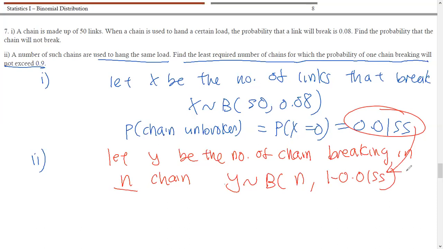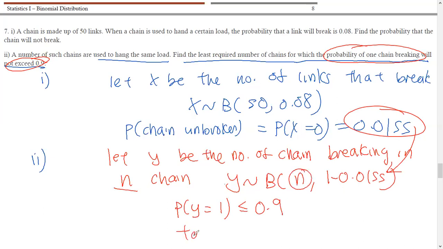Okay, so we formulate the problem. The probability of one chain breaking does not exceed 0.9. So P(y = 1) will not exceed 0.9. Since I want to find n, I must use my table. Using the same method as before, I'm going to press the table. The unknown here is my n. The probability that we are going to look at is P(y = 1).